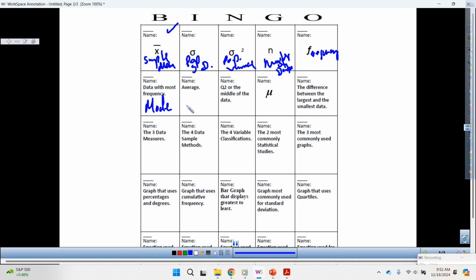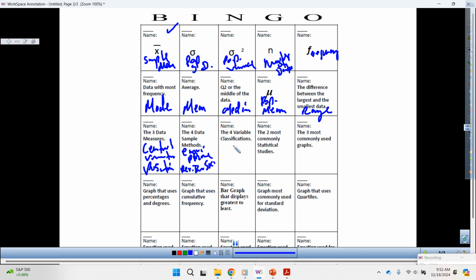What is the average? Mean. That is correct. Median. This one is population mean. Yes. The difference between the largest and the smallest. The range. 3 data measures: central tendency, variation, position. 4 data sample collection methods: email, phone, personal interview, and 1 more. You could have used text or social media.